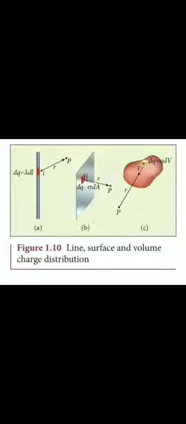In figure C, you can see a volume, and a small volume delta V or dV is taken inside the given volume. This small volume is utilized in calculating the electric field. This type of charge density is called volume charge density.